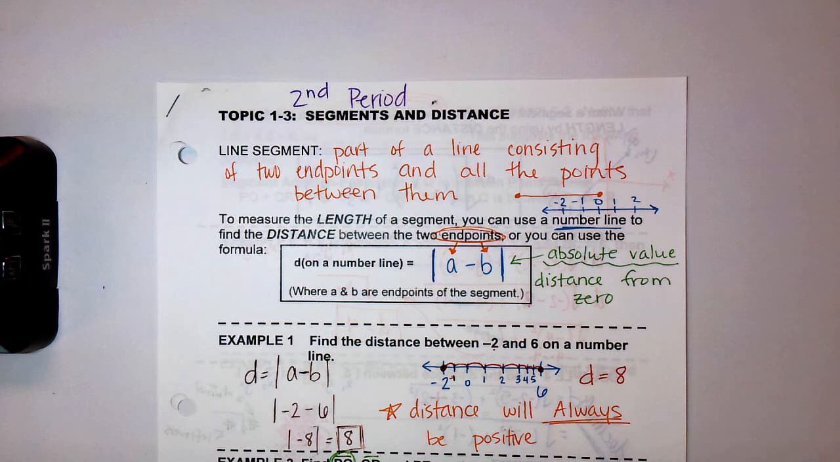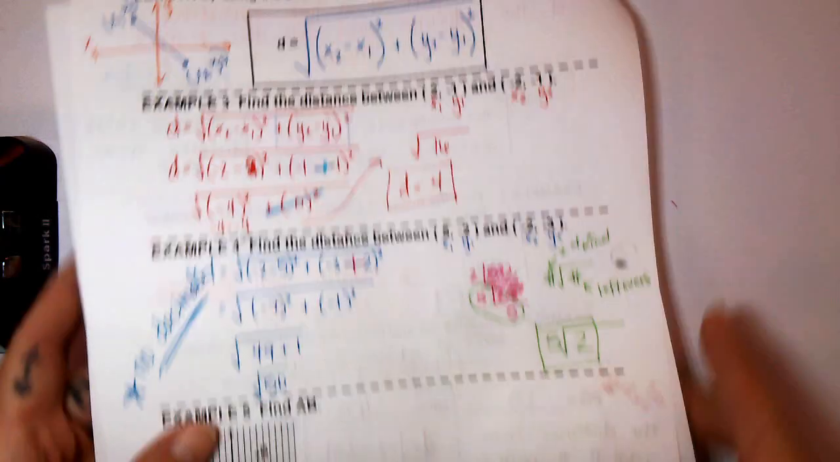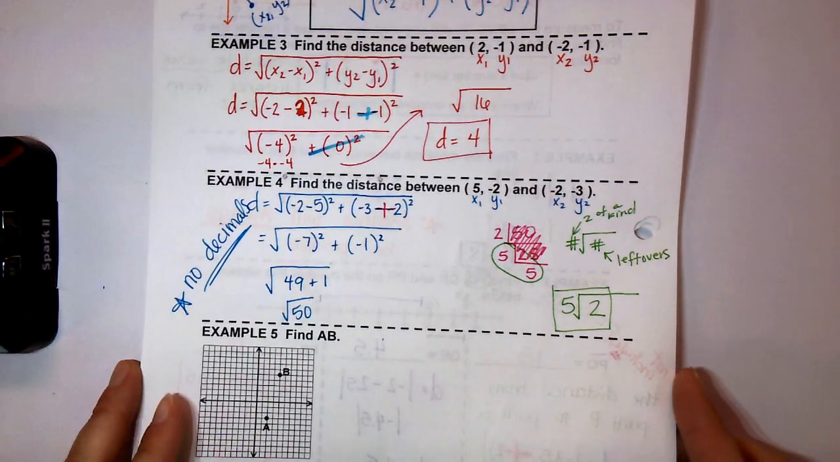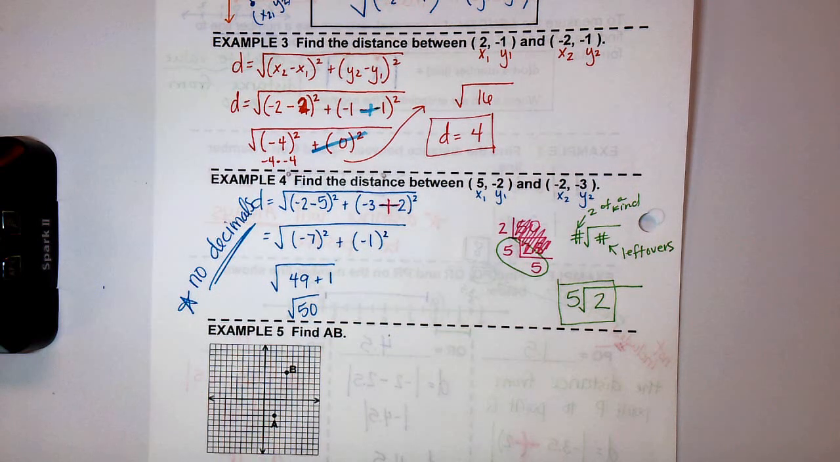Okay, here we go. So we're going to finish topic 1-3 today, segments and distance. I did talk to you guys about this square root thing. Okay, so if you turn to example 4, we're going to talk a little bit more about this just so I can clarify a few things.